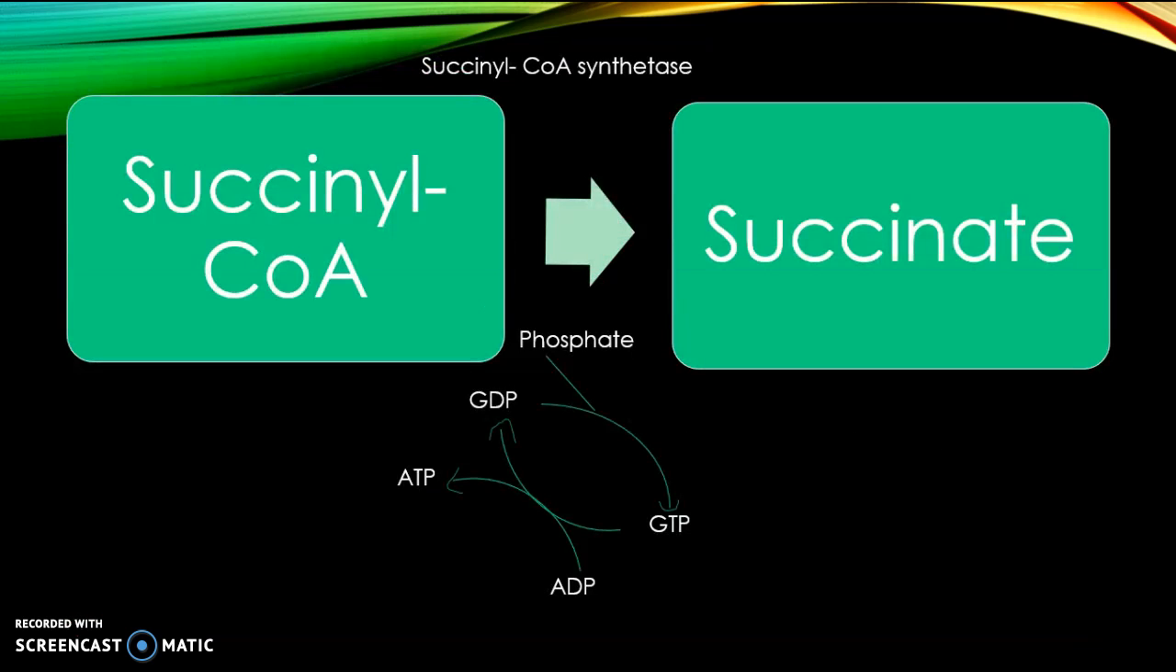That succinyl-CoA becomes succinate through succinyl-CoA synthetase. In this reaction, phosphate joins with GDP and becomes GTP. That GTP releases its phosphate and offers it to the ADP molecule, and we get an ATP molecule of energy.